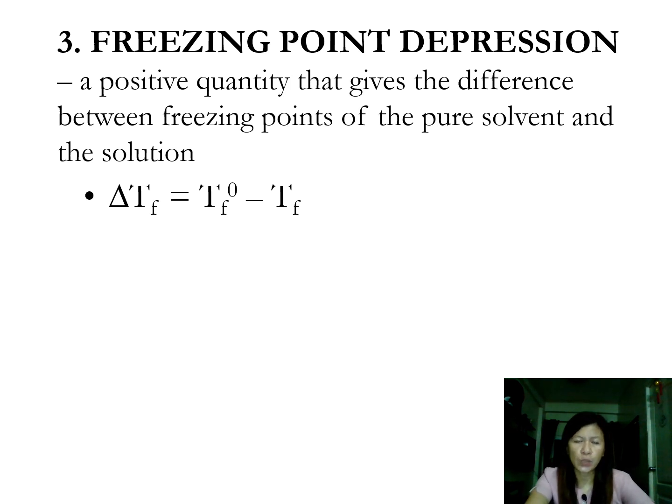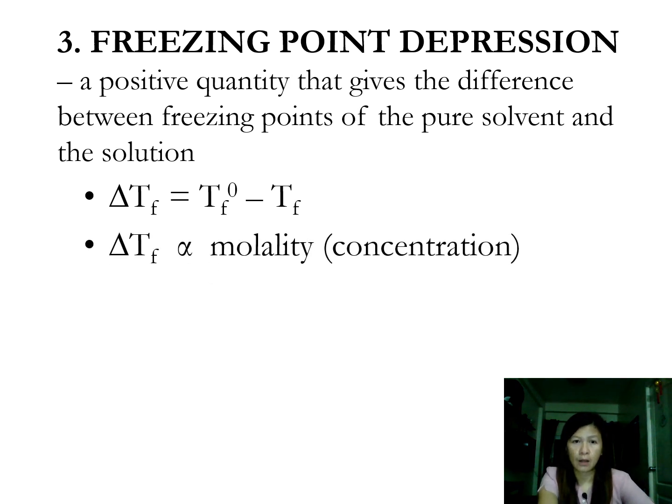So in equation, we have freezing point depression equals the freezing point of the pure solvent minus the freezing point of the solution. Freezing point depression is also directly proportional to the concentration. So introducing the constant of proportionality, we have freezing point depression equal to the freezing point constant times molality.